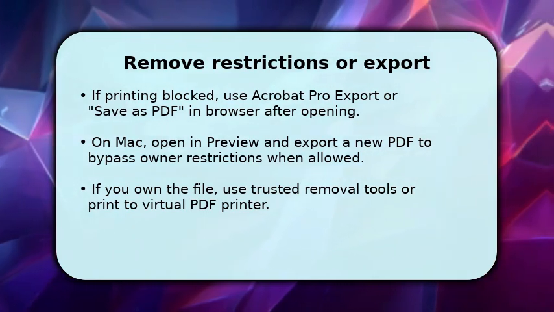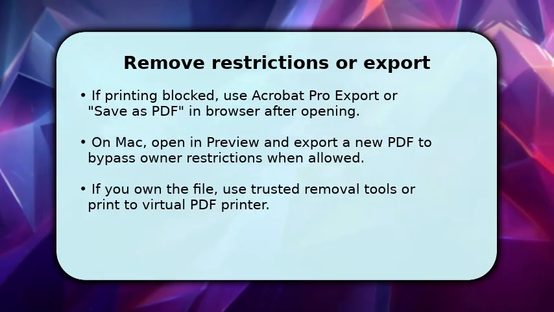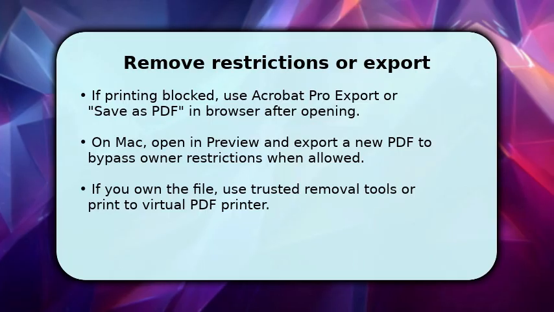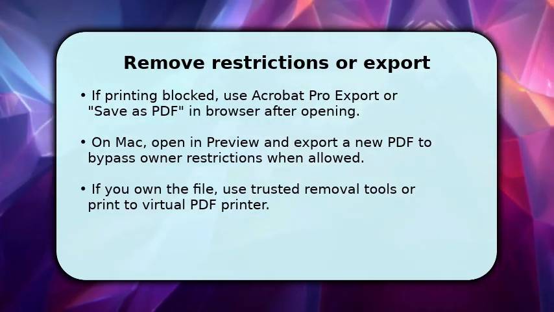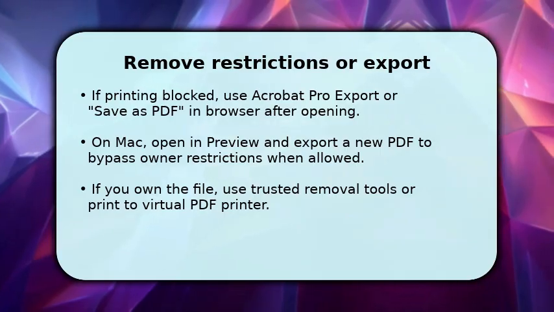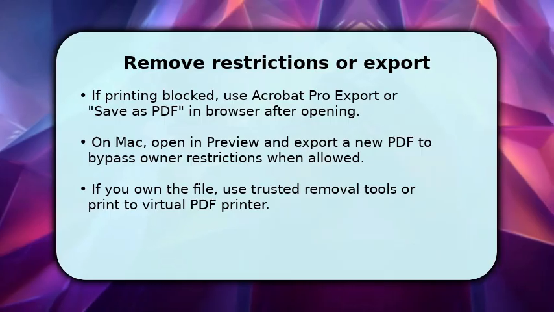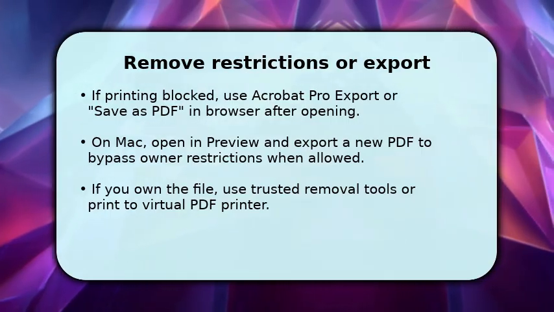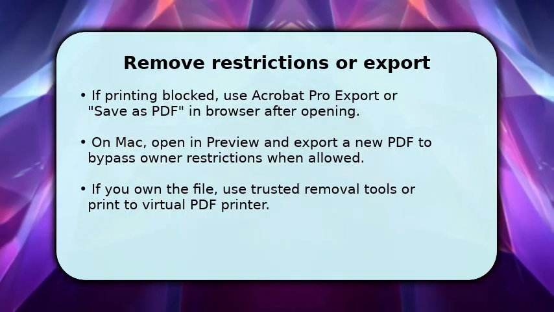In Acrobat Pro, use File Export or File Print to PDF with document and markups selected. This often generates an unrestricted copy. In Chrome or Edge, open the unlocked PDF and choose Print, Save as PDF to create a fresh file. On Mac, Preview's Export as PDF can produce a printable copy. Use reputable tools only, because weak or untrusted software can corrupt the file.